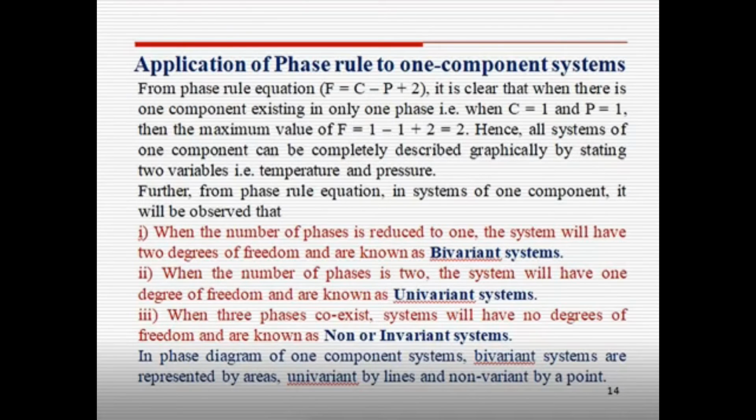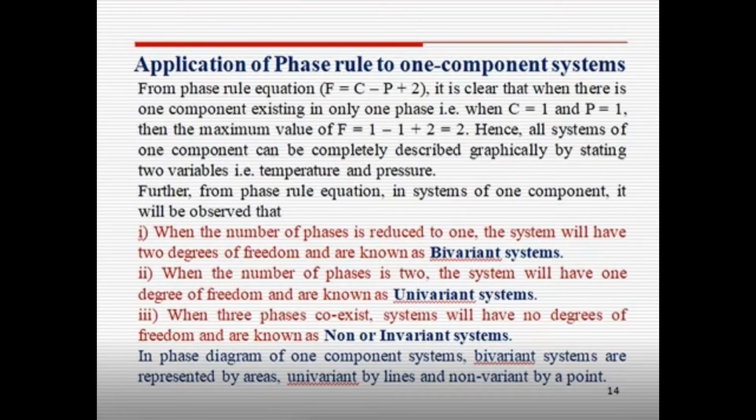Further, from the phase rule equation, in systems of one component, it will be observed that when the number of phases is 1, we will have 2 degrees of freedom. Then the systems are known as bivariant systems. And when the number of phases is 2, the system will have 1 degree of freedom and is known as a univariant system. And when a one component system exists in 3 phases, then the system will have no or 0 degrees of freedom and is known as a non-variant or invariant system.